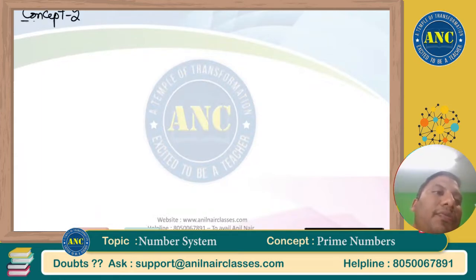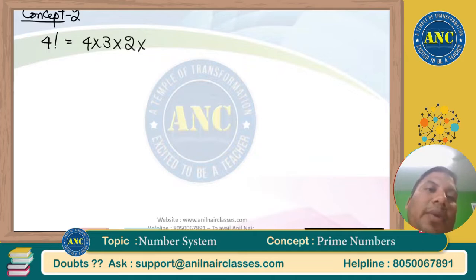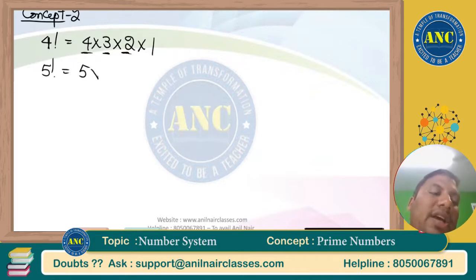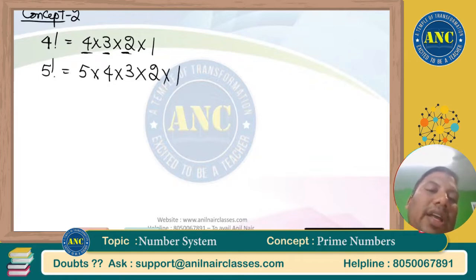Concept 2. Now, if you see here, 4 factorial is nothing but 4 into 3 into 2 into 1. Am I right? So this is divisible by 2, this is divisible by 3, and it is divisible by 4. 5 factorial is 5 into 4 into 3 into 2 into 1. It is divisible by 2, divisible by 3, divisible by 5.